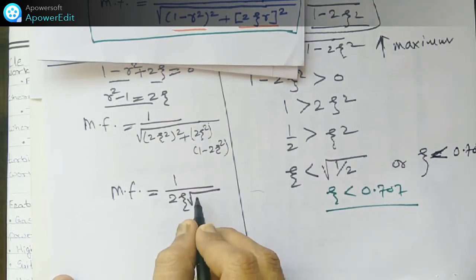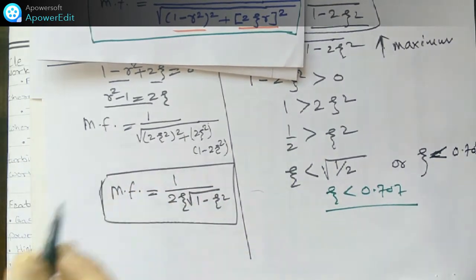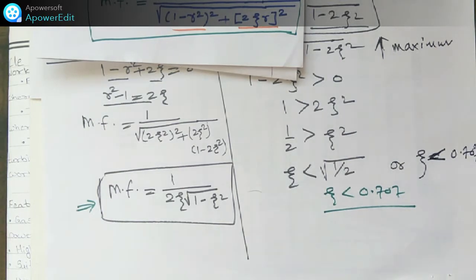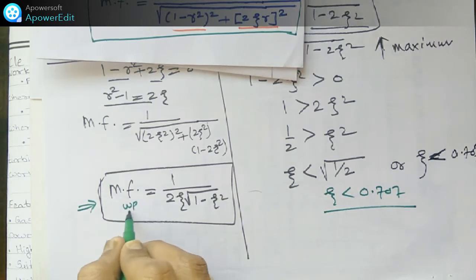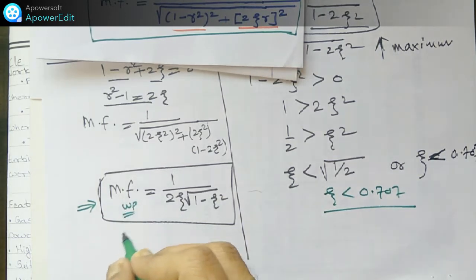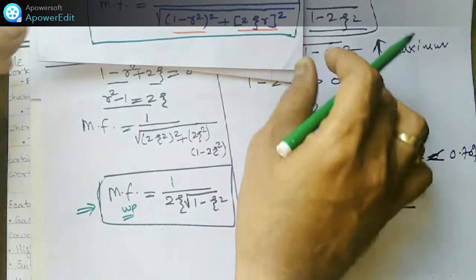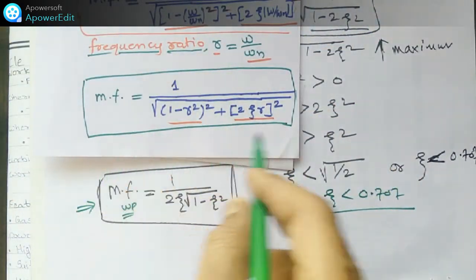This is the equation when there is a peak amplitude. We can utilize this equation for the peak amplitude. This MF is when this ratio, this ωp, means the maximum peak amplitude. This is the value of MF. And for the normal case, we have already studied this equation: in the general case, other than the peak amplitude, we can utilize this formula.